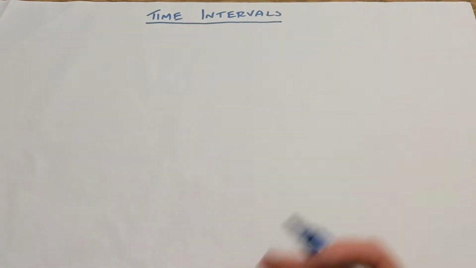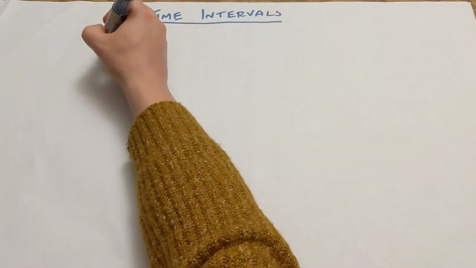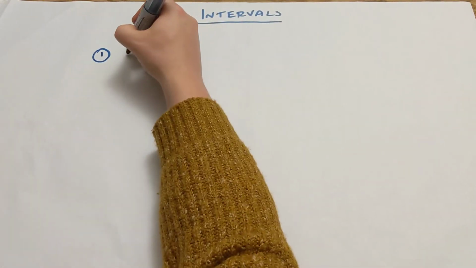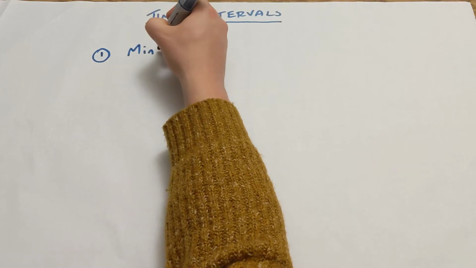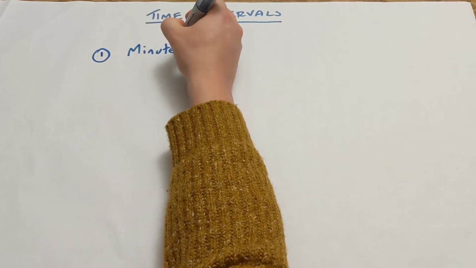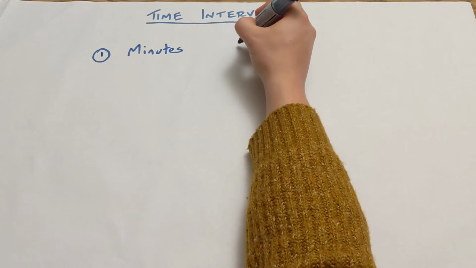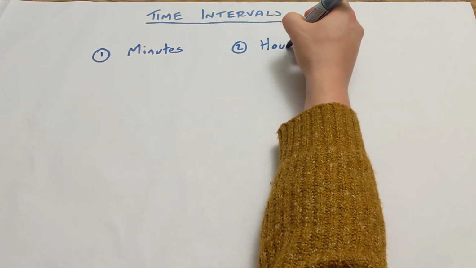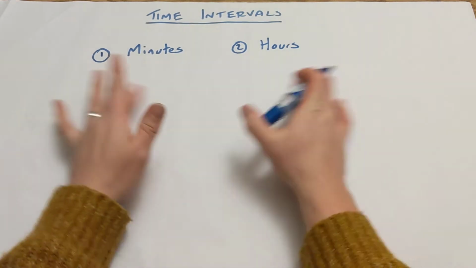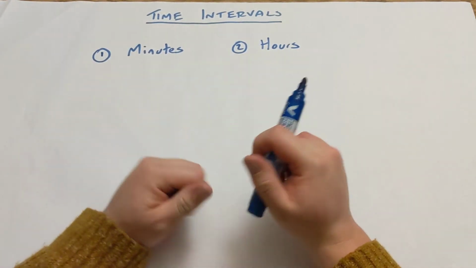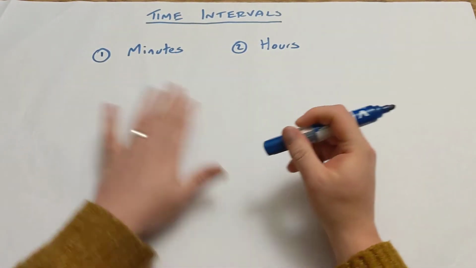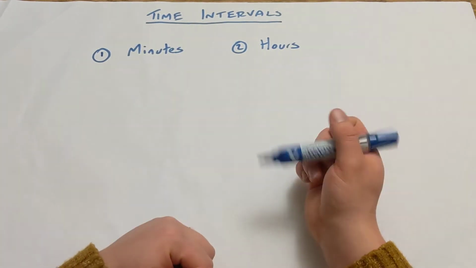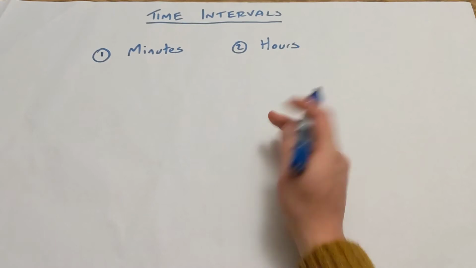So I always deal with it in this order. The first thing I do is deal with the minutes, okay? And then secondly, I deal with the hours, and then you can just pop those together and you've got your total. Okay, so let's start off with a fairly nice simple example so you can see what I mean by this.